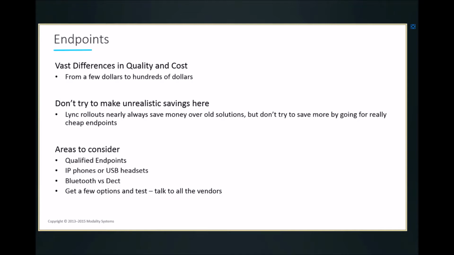So now we'll move on to endpoints. This is kind of a subset or an extension of user profiling. Endpoints vary greatly in quality and cost. You can spend £30, you can spend £250. And in some cases, the £30-£50 headset might be the sweet spot. And in other cases, you might want to go higher for, say, a more advanced DECT headset or a multifunction headset. Don't try and be unrealistic about savings here is my main point.